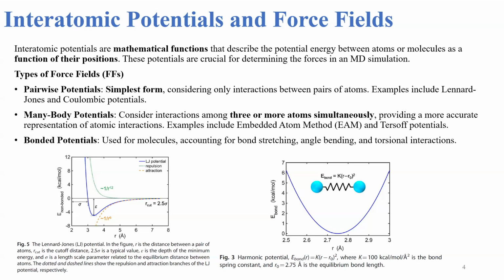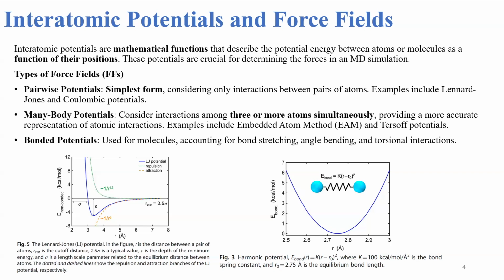And these force fields are also of different types. There could be pairwise potentials, that is two body. On your right-hand side, you can see two blue balls connected with a spring. This is a two body interaction, and these are the simplest forms. It considers only the pairwise interactions. A very famous example is the Lennard-Jones and Coulombic potential.